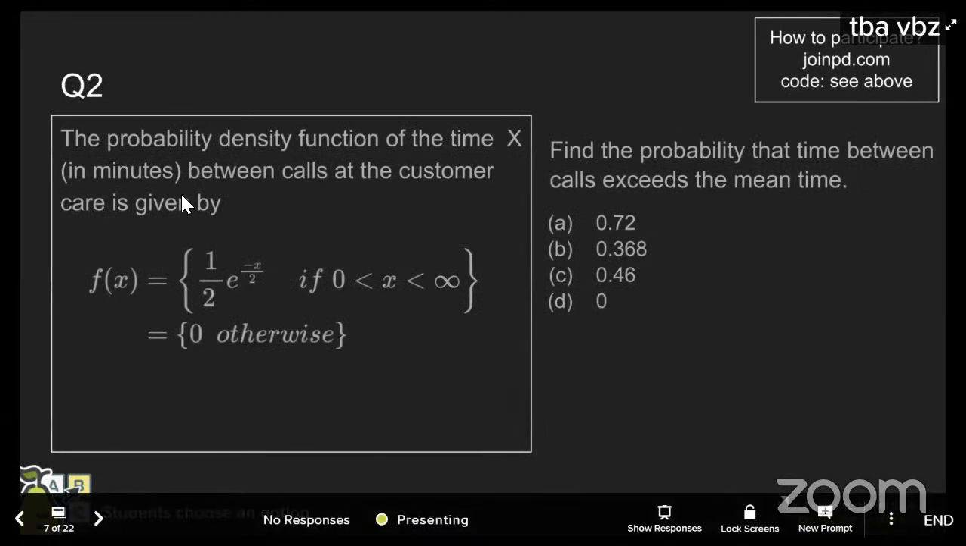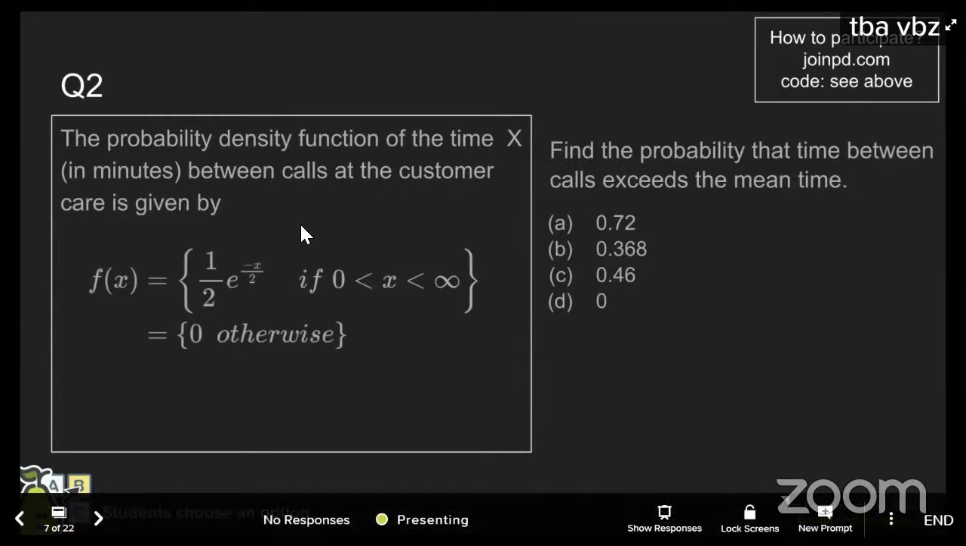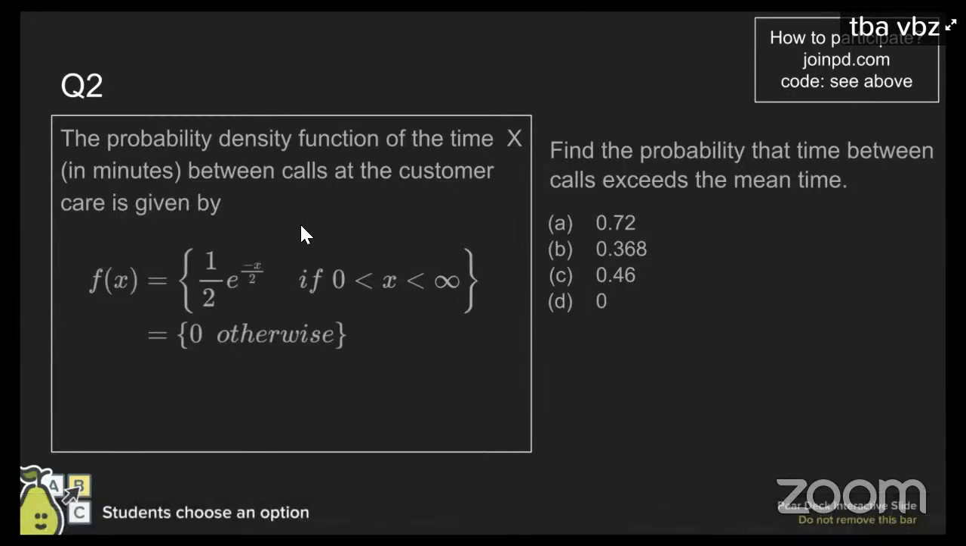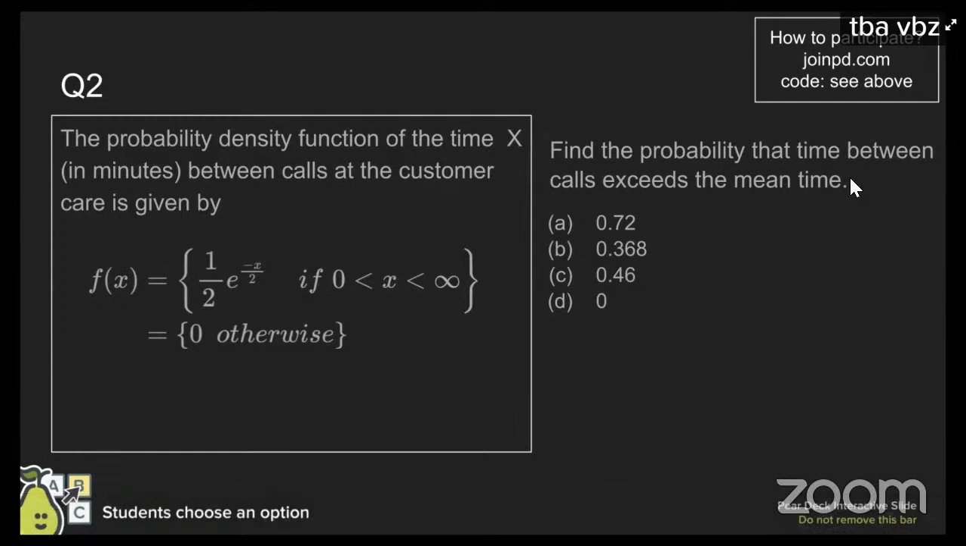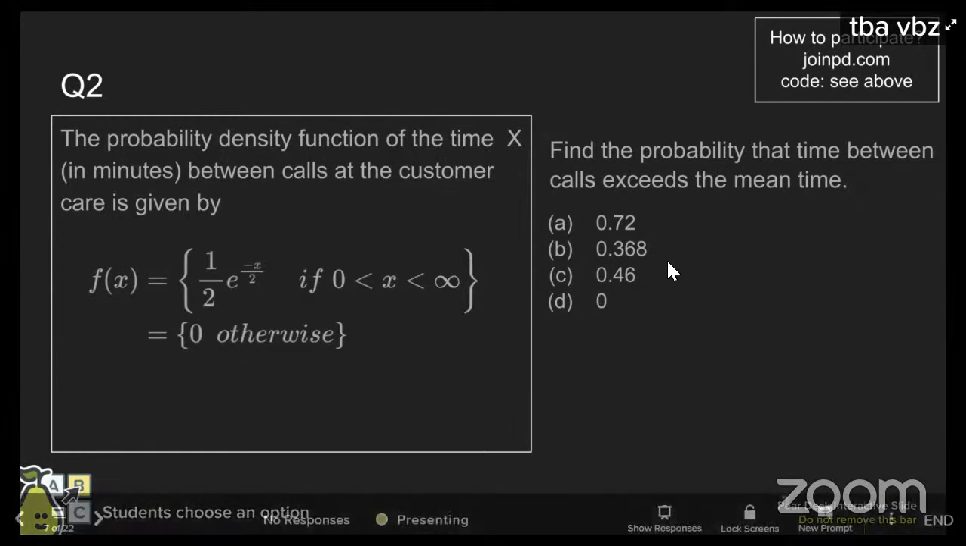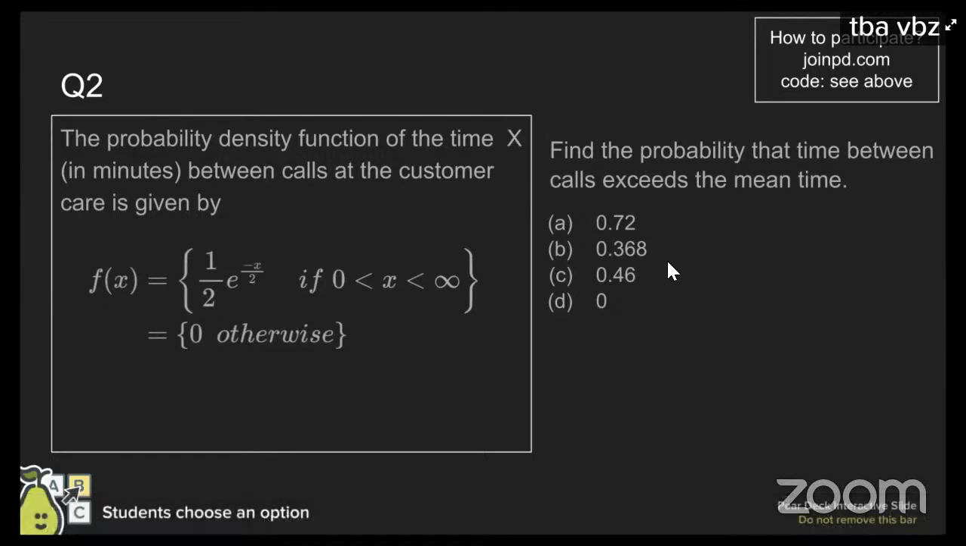Okay, proceeding further, we have a probability density function. We have a PDF of time x in minutes, for the time between calls at the customer care. It is given by 1 by 2 e raised to the minus x by 2, where x ranges between 0 and infinity. You need to find the probability that the time between calls exceeds the mean time. Before proceeding with the question, by looking at the PDF, you must be able to identify which distribution it is. Are you able to identify what is the distribution of x over here?